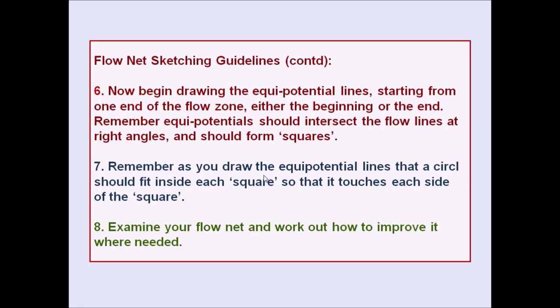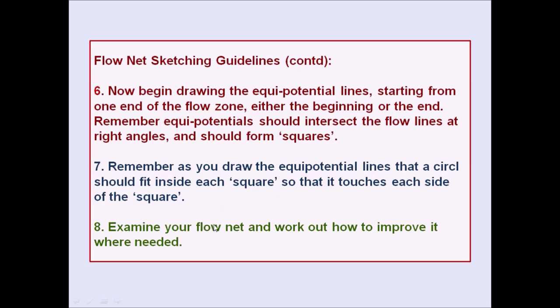Now begin by drawing in the equipotential lines, starting from one end. Don't start in some arbitrary way in the middle. Beginning at the end, and remember, the equipotentials should intersect the flow line at right angles and they should form squares. And you can imagine whether you're forming squares by imagining whether a circle will fit within them.